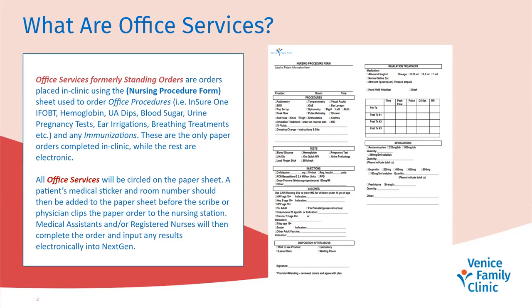So all office services will be circled or checked off on the paper, and a patient's medical sticker and room number should then be added to the paper sheet before the scribe/physician clips the paper order to the nursing station, or depending on what site you are, the location where those will be placed. Then the MA or registered nurse will complete the order and input any results electronically in NextGen.